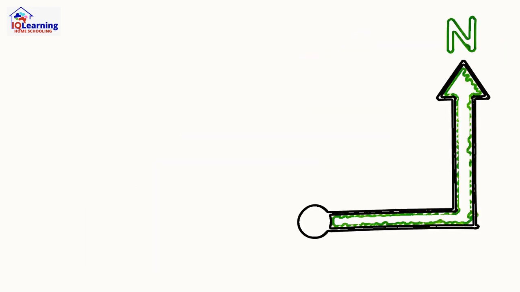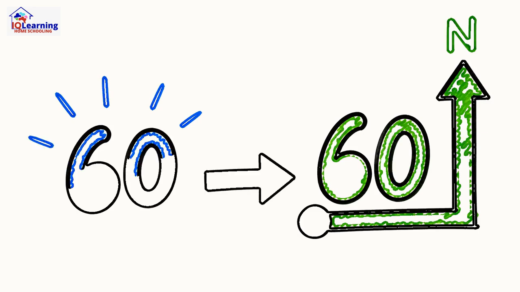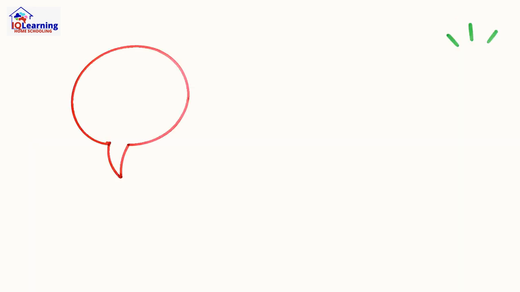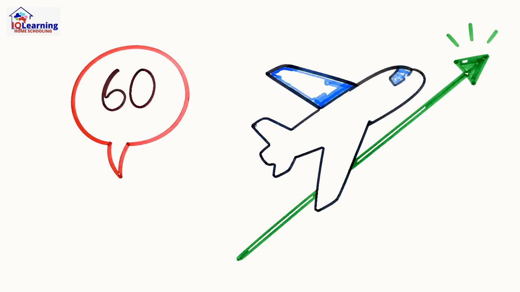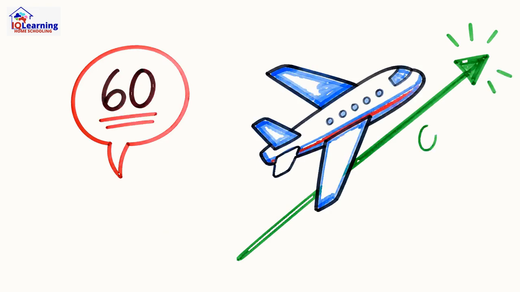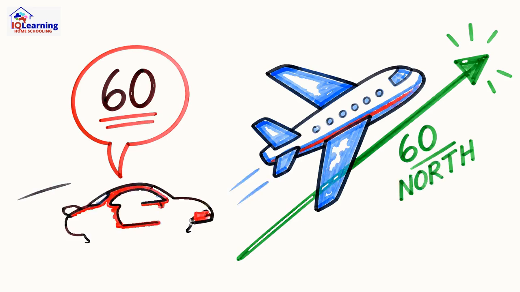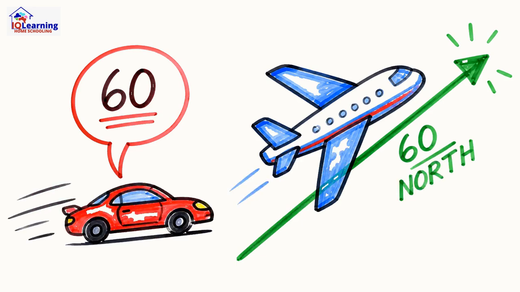Most numbers just tell you how much. That's a scalar. Your speed is 60 kilometers per hour, but a vector tells you how much and in which direction. Your velocity is 60 kilometers per hour north. They're essential for describing anything with movement or force.